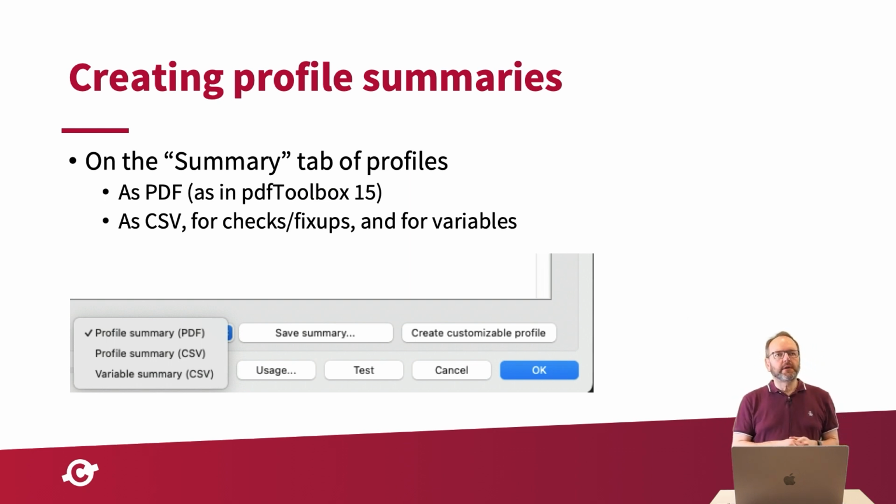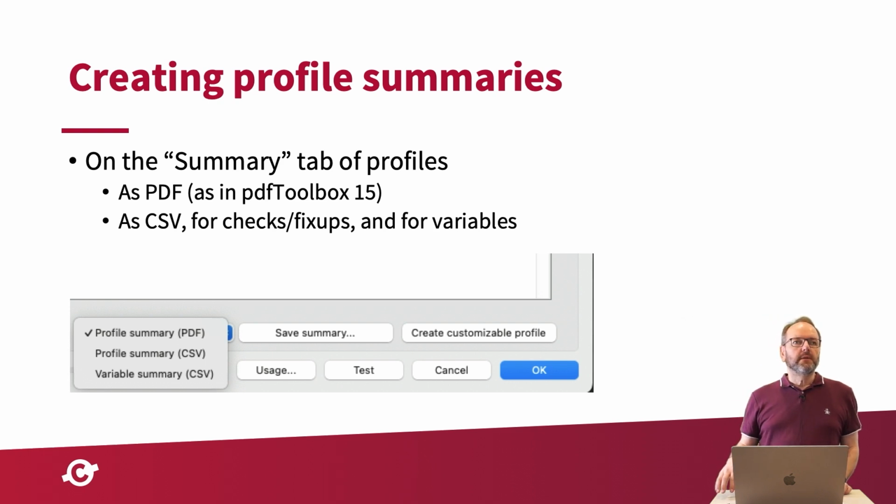First one is about profiles. On the summary tab of pdfToolbox 15, there was a button that lets you export a summary of a profile, and then you get a PDF file that has a long list of all the things that are in that profile. That is often useful, but we got a request to make it a little bit easier to integrate an overview of the checks and fix-ups in the profile in documentation.